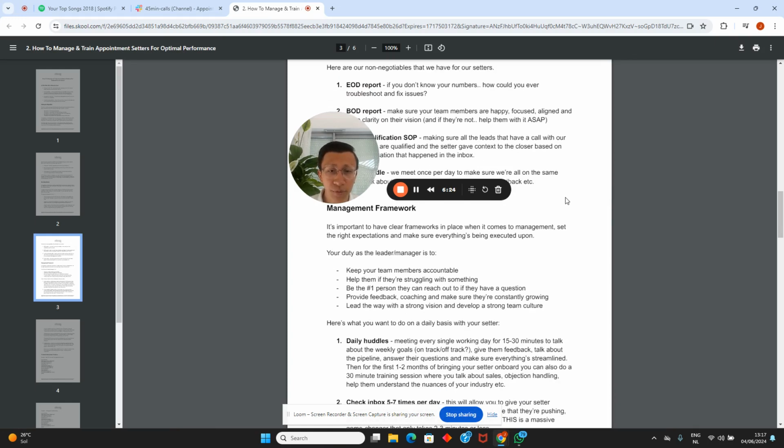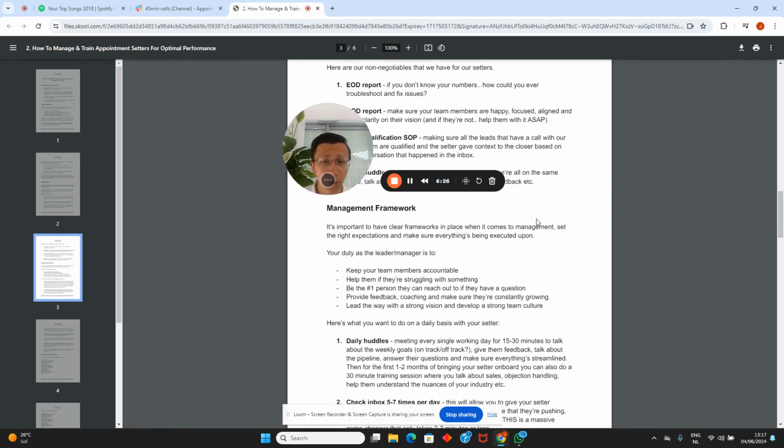Next, management framework. So I'm going to be briefly skimming over this because I really want to talk about performance. This is more management. Now, if you are the business owner and you don't have a setter manager yet, you should be doing this, right? You should be keeping your team members accountable. You should help them if they're struggling with something. You should be the number one person they can reach out to, provide feedback, and lead the way with a strong vision. And most importantly, you should also be QCing the inbox, right? Multiple times throughout the day.